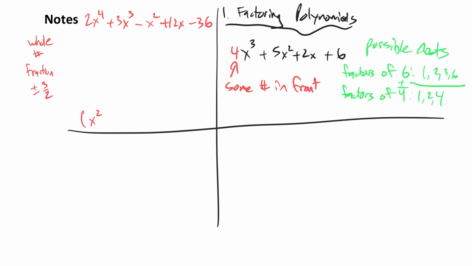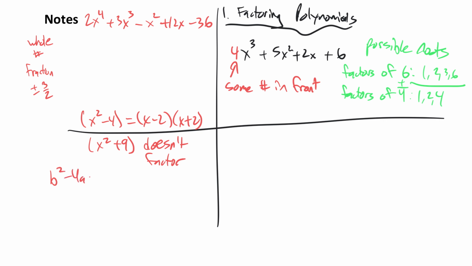So something like this, x squared minus 4, that always factors. It's x minus 2, x plus 2. It's called the difference of squares. But if you had something like x squared plus 9, well, that doesn't factor. Because, I mean, well, first off, it's plus instead of minus. But second, if you check the discriminant, which is b squared minus 4ac, the discriminant ends up being negative, which means therefore it doesn't factor. Again, if you need a little bit of review on discriminant, go ahead and check out some videos on the quadratic formula.